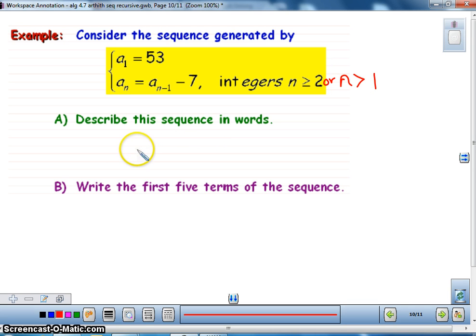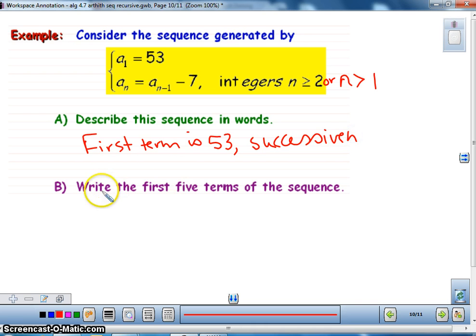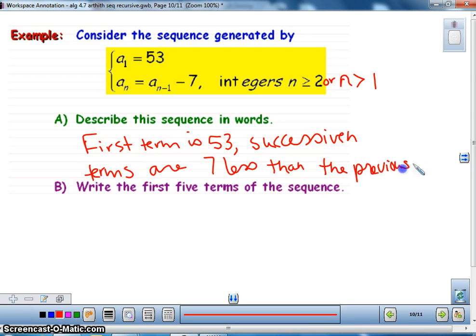Describe our sequence in words. If we're going to describe it in words, as you will do in your homework, you would tell me the first term is 53. Each successive term are 7 less than the previous term.